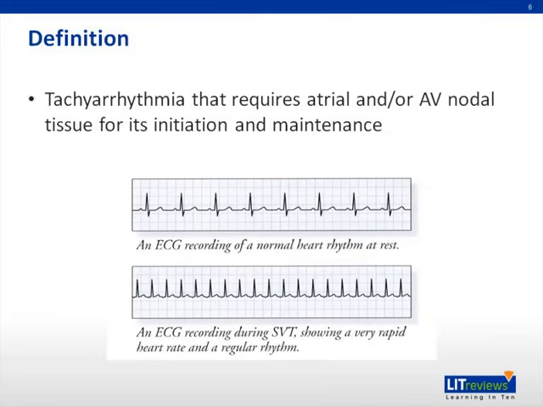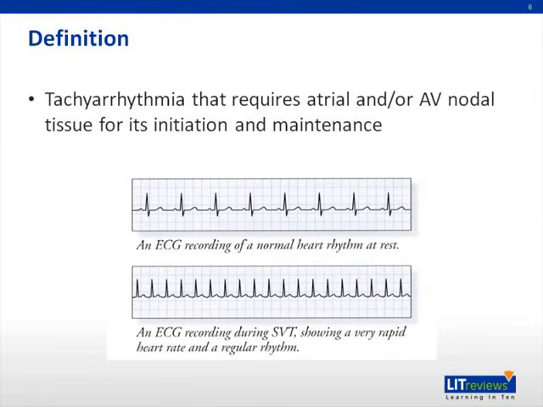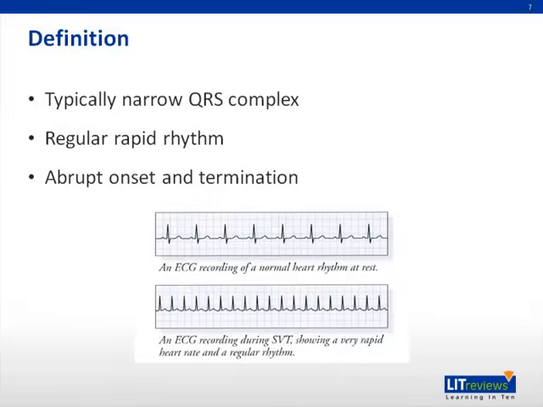Supraventricular tachycardia, or SVT, is a tachyarrhythmia, which means it's an abnormal fast heart rhythm. Specifically, it requires the atria and/or atrioventricular node for its initiation and for it to persist. Typically, it has a narrow QRS complex on electrocardiogram. SVT is also typically a regular fast rhythm, meaning that the interval between each beat is constant. SVT typically has abrupt onset and termination, which often helps differentiate it from sinus tachycardia, which is a normal fast heart rhythm.